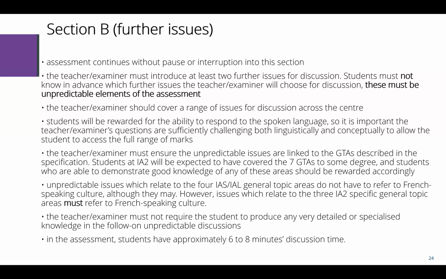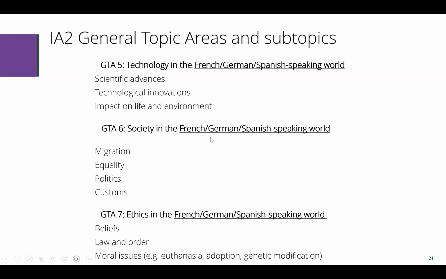Giovanni, you've asked whether you can discuss topics which are not related to the target language country. Yes, you can, as long as, I have to keep going back, I'm sorry about this, it's not very well done. These topics here, if you talk about any of these 3 topics, so topic 5, topic 6, and topic 7, they must be rooted in the target language country.